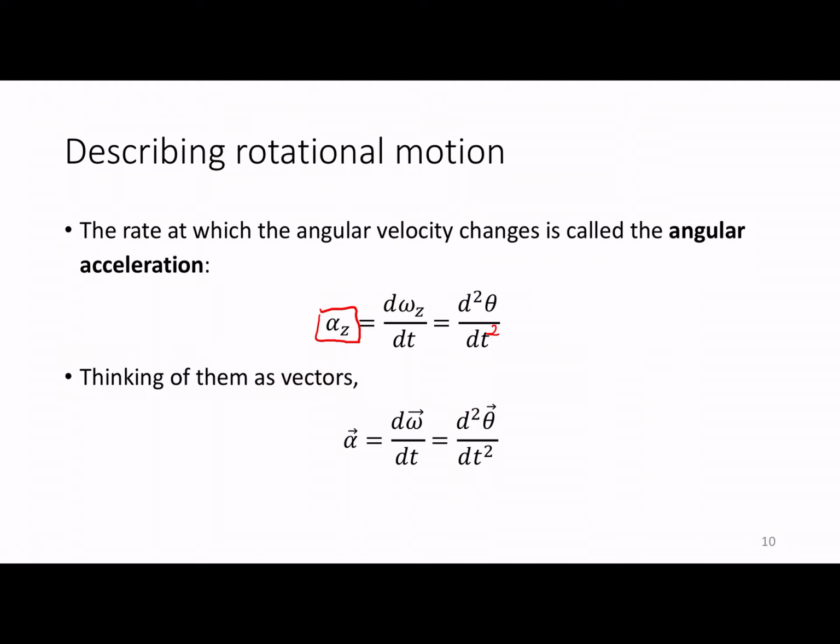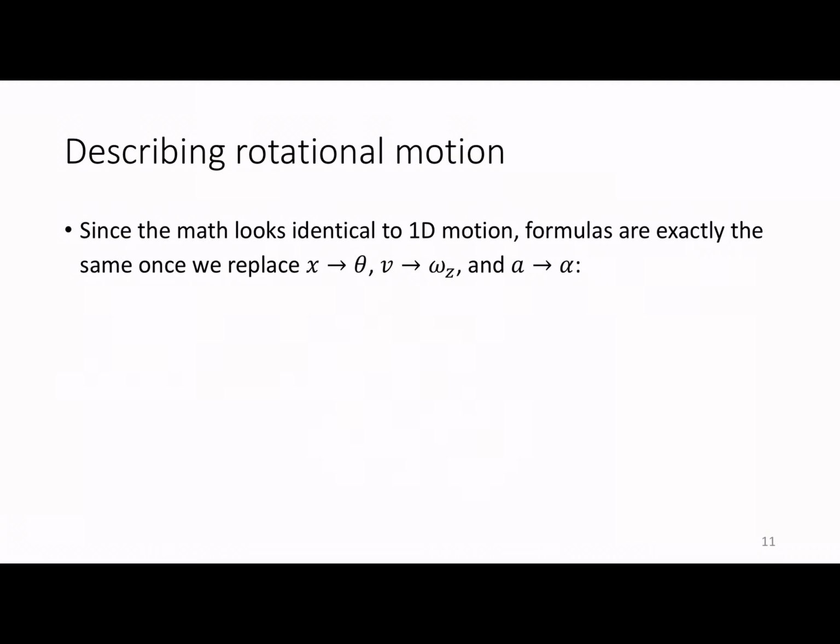Alrighty. So, again, if we think of these as vectors, it makes perfect sense. I take one derivative of omega, I get angular acceleration, or that's two derivatives of theta written as a vector. And I could go on and on. But the important thing that you should have noticed is that the math between one-dimensional motion, v equals dx dt, a equals dv dt, for example, and rotational motion is identical.